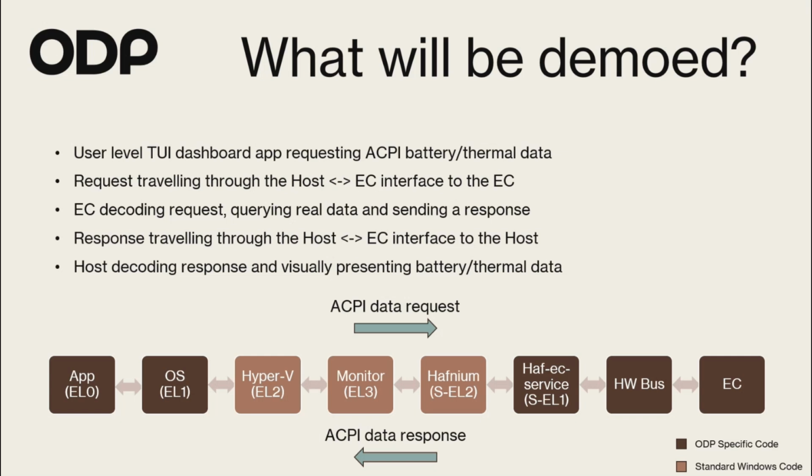That request is then dispatched over the hardware bus, and the EC receives the request, decodes it, and queries the real data, and then it sends a response. That response then travels back the same way it came, but in reverse, eventually percolating up to the terminal user interface app, and then that data gets visualized.